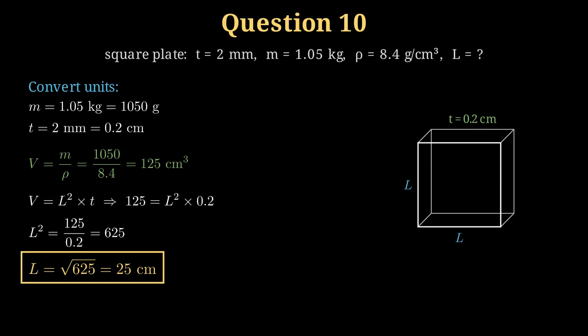Now use the volume of the plate. L squared times the thickness equals 125. So L squared is 125 divided by 0.2, which is 625. And the square root of 625 is 25 centimeters. So the plate is 25 centimeters long.